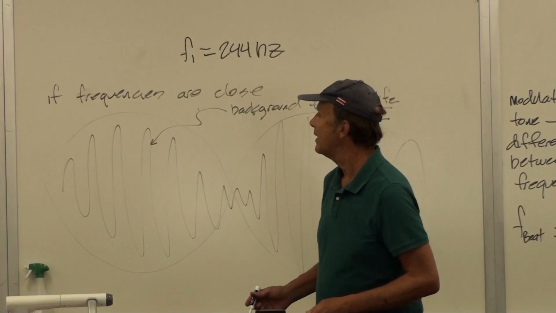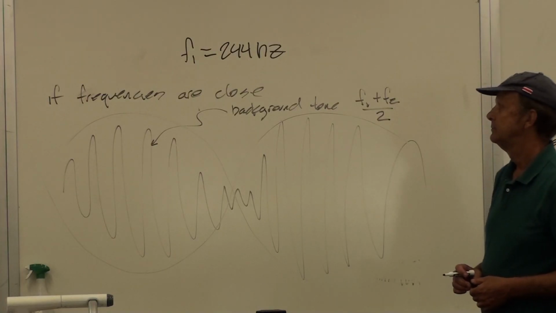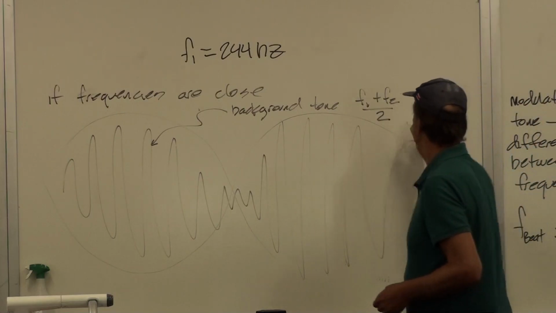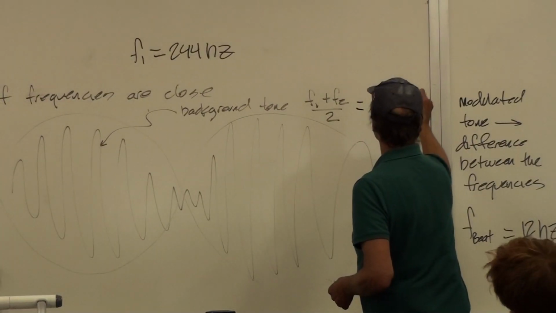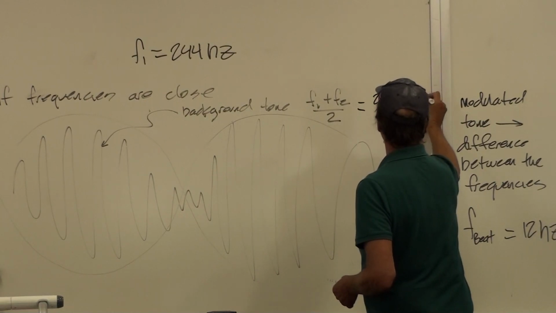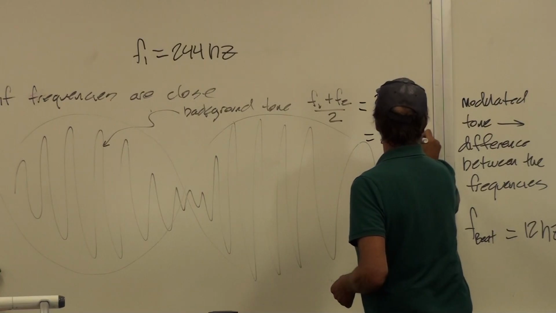And so what's our average or background frequency? Good, 250. So this is going to be (256 + 244)/2, or 250 hertz.